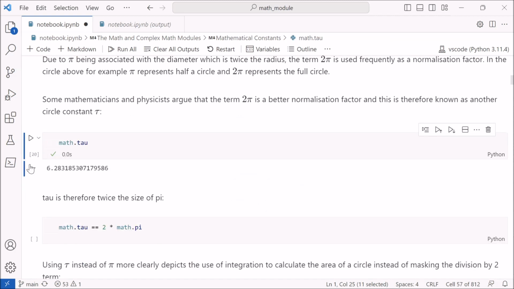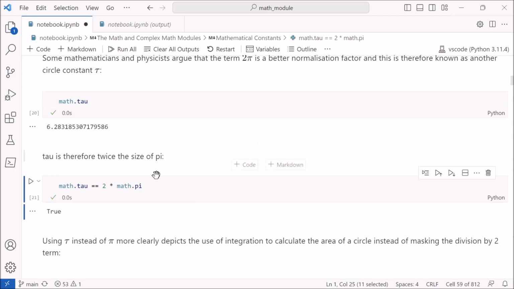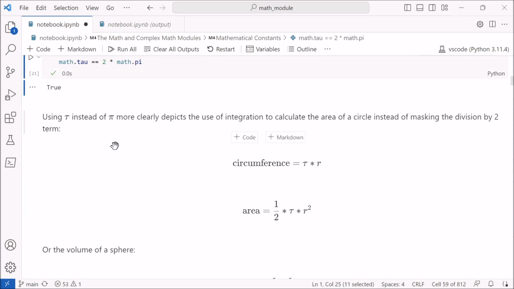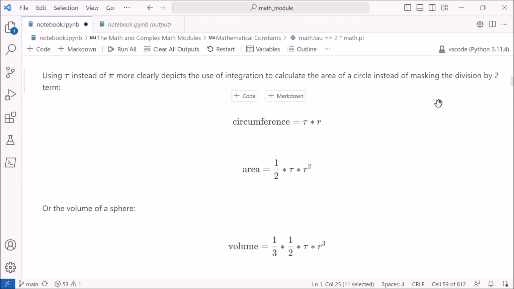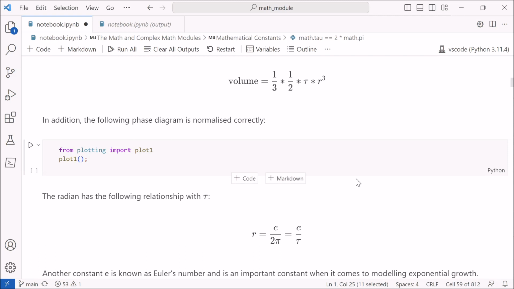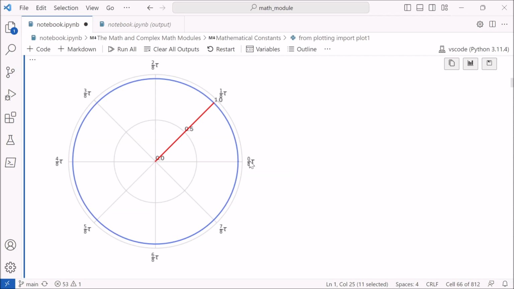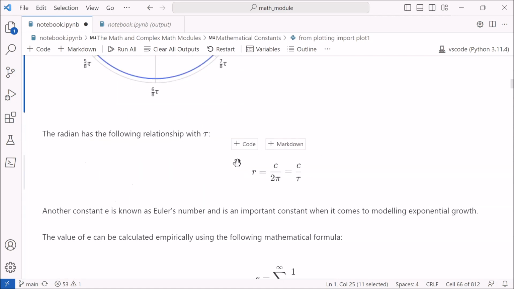So here you can see the value of tau, and tau is therefore twice the size of pi. So using tau instead of pi more clearly depicts the use of integration to calculate the area of the circle instead of masking the division by 2. So here we see what's happening, and if we have a look at the plot of the circle, we can see that essentially it's normalized correctly by tau. So we don't have this random factor of 2 to confuse us.